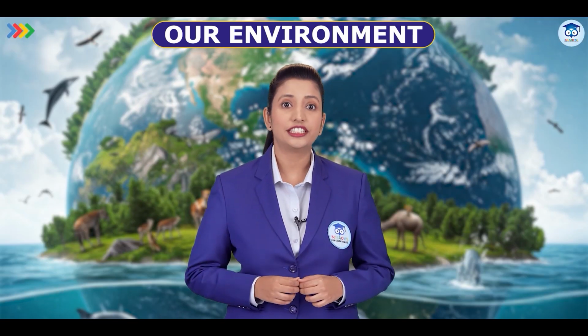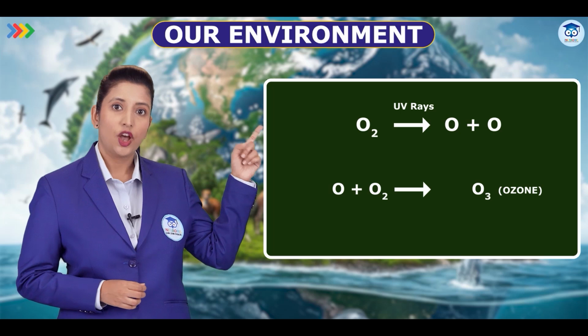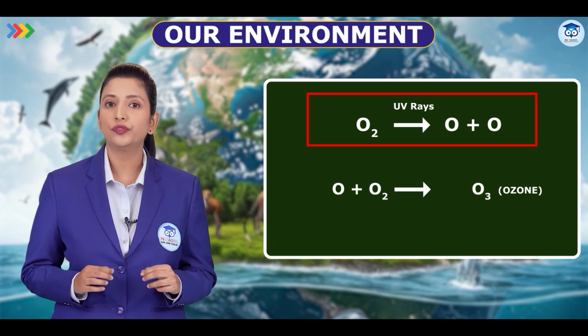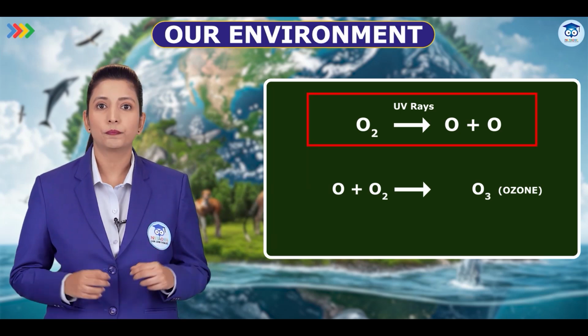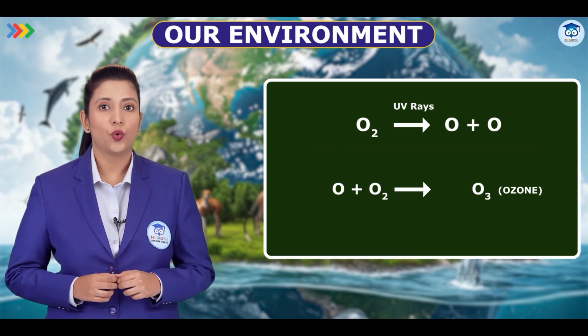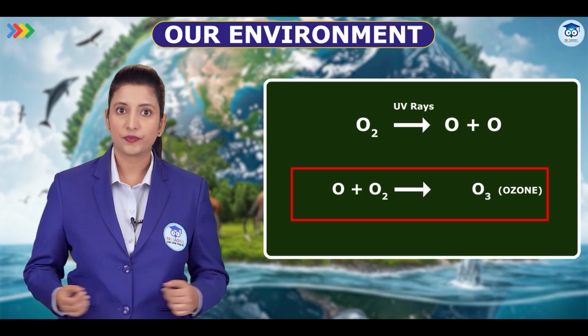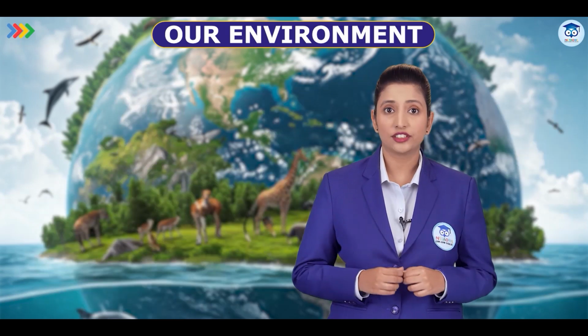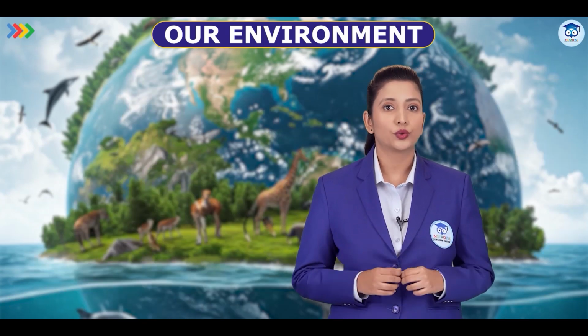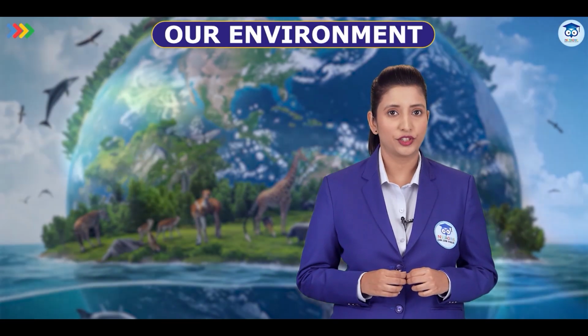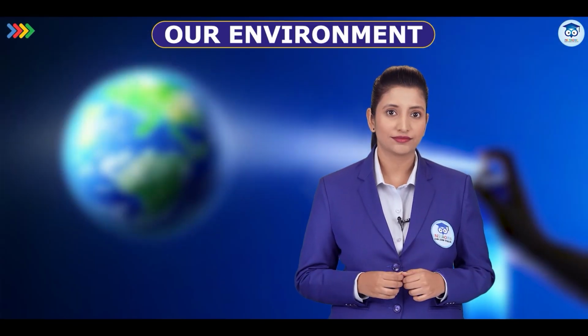In short, the reaction looks like this. O2, when hit by UV rays, breaks into O plus O. Then O combines with O2 to form O3, which is ozone. But then a big question arises. If ozone is formed naturally in the atmosphere, what exactly went wrong?